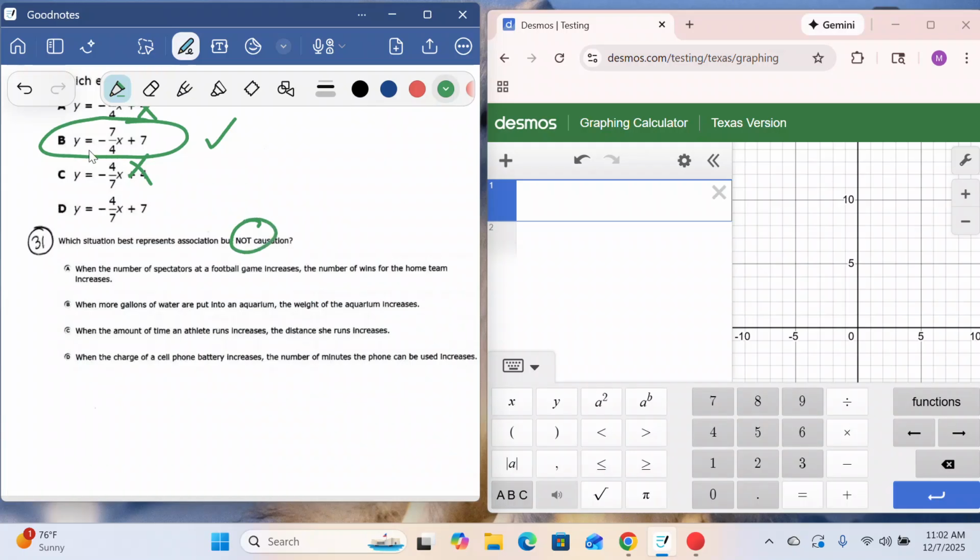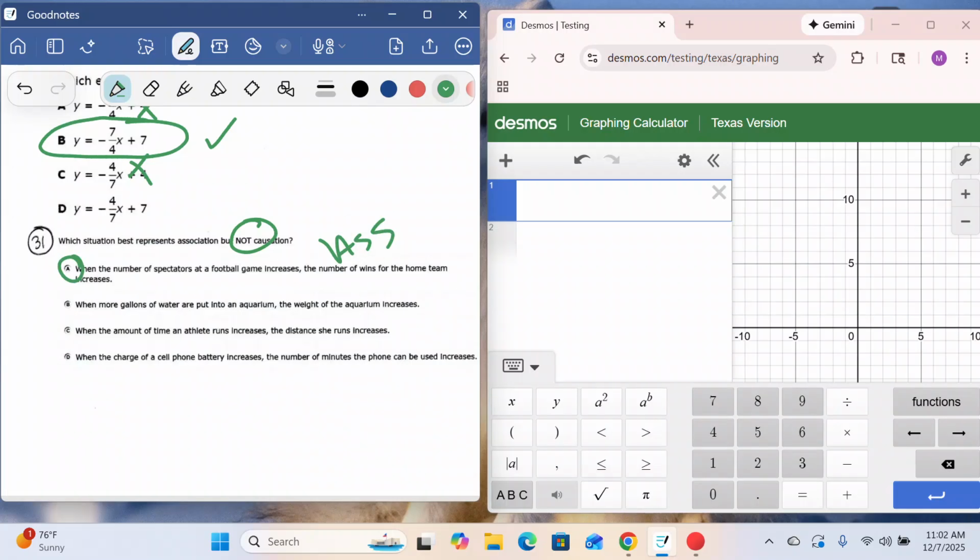If we look at letter A, when the number of spectators at a football game increases, the number of wins for the home team increases. So it doesn't matter whether the football game increases the number of fans. You can have 1 billion fans, they can still lose or they can still win. So this will just be an association. So that is the correct answer choice.